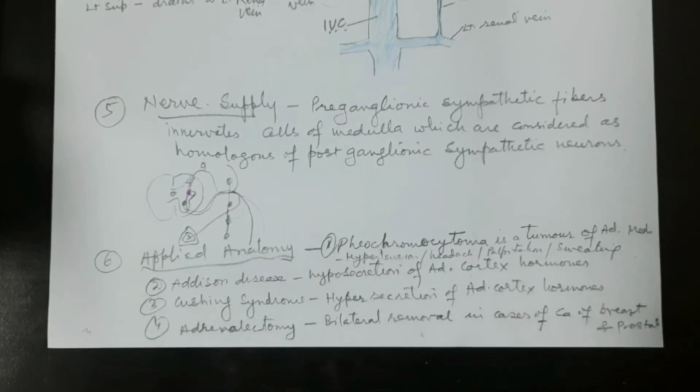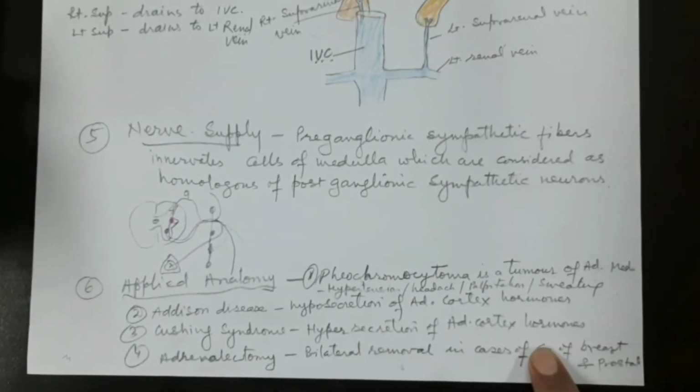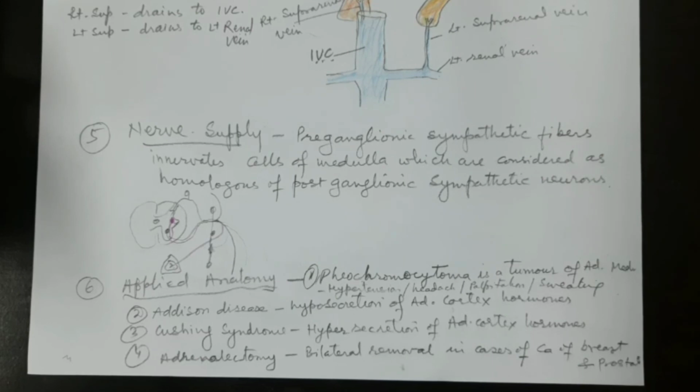So these are the four applied anatomy points of the suprarenal gland. I hope you have understood the various aspects of the suprarenal gland. Sometimes you may be asked only about the right suprarenal gland, or sometimes the left suprarenal gland alone, and then you have to extract your answer from this lecture.